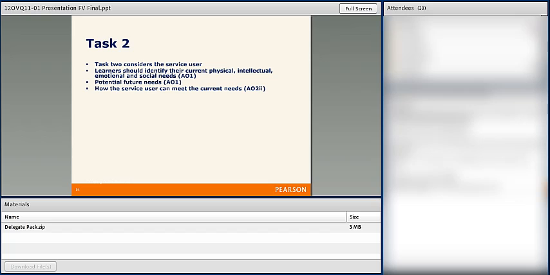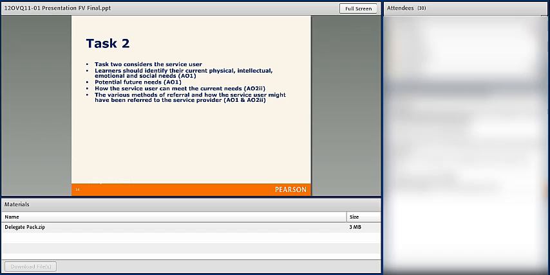And when you're looking at how a service user can meet current needs, what the learner is doing is applying their knowledge and understanding. And so therefore, this particular bullet point will provide evidence for AO2. Application of knowledge and understanding.